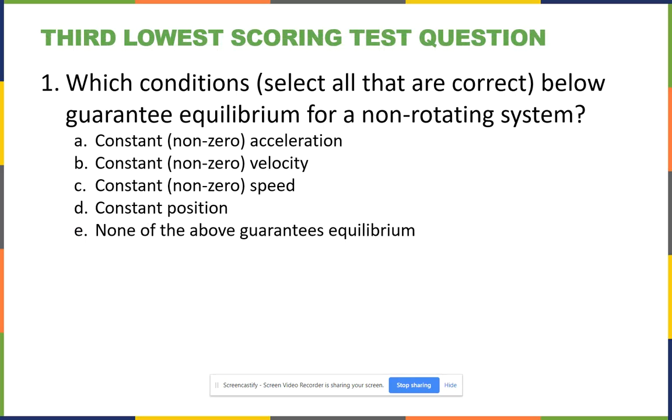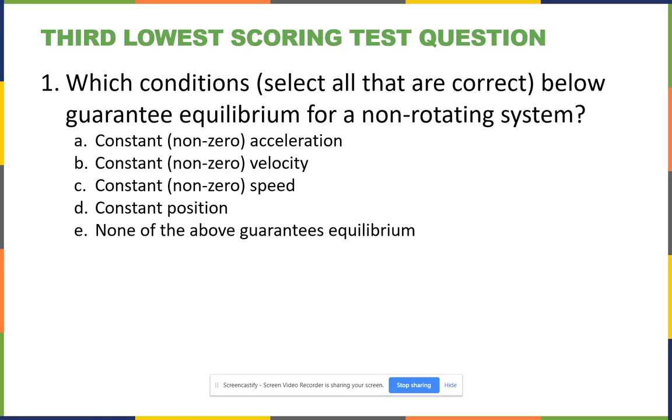Next one. Which conditions, select all that are correct, below guarantee equilibrium for a non-rotating system? I think I overemphasized this so much that people got the nuance and forgot the broader part. Because I think everybody answered B as one of their answers. B being a constant velocity. Because that's what I emphasize. Constant velocity is equilibrium. But there are 2 answers up here that are constant velocity. Not C. C is constant speed.